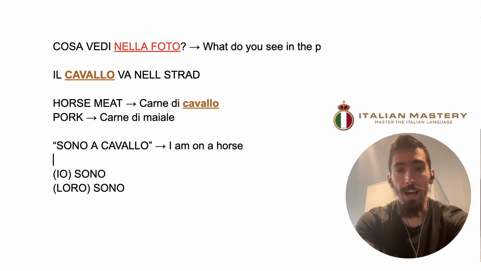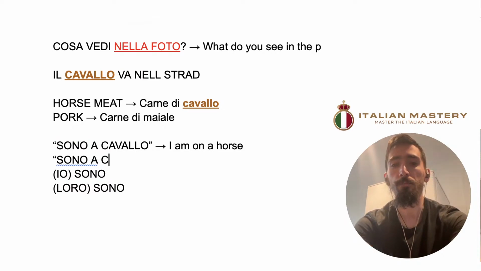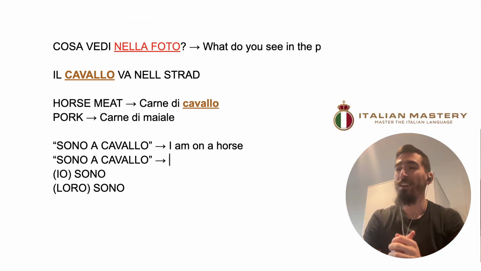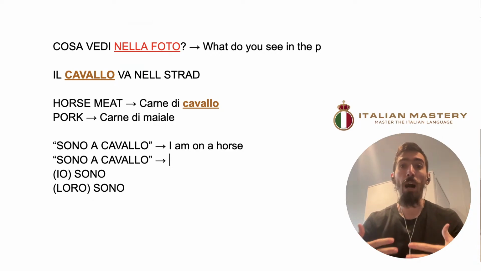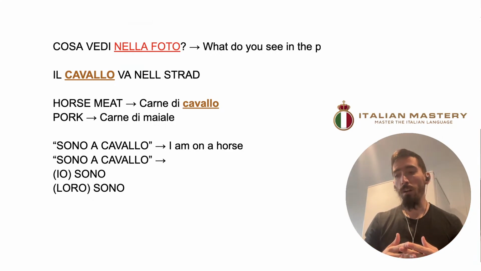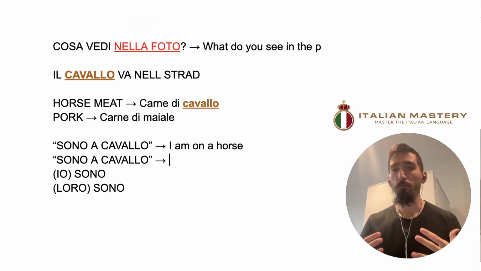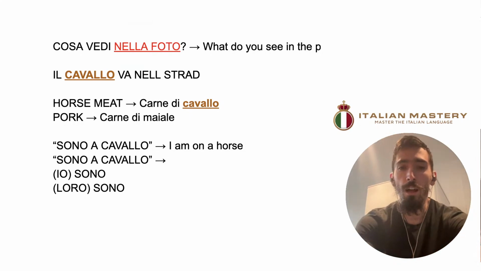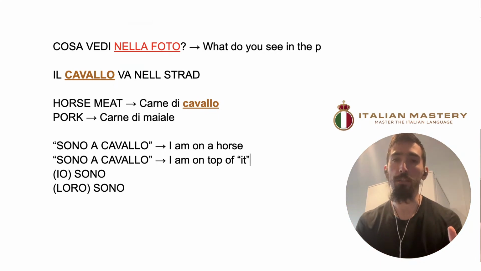What I am saying is that this is also a phrase. So when used in a context where there's no horses, this means I have arrived. I'm almost there. Or if you are completing a mission, sono a cavallo means I am on top of it. I am most of the way there. Sono a cavallo. I am on top of it. Whatever that means in that context.